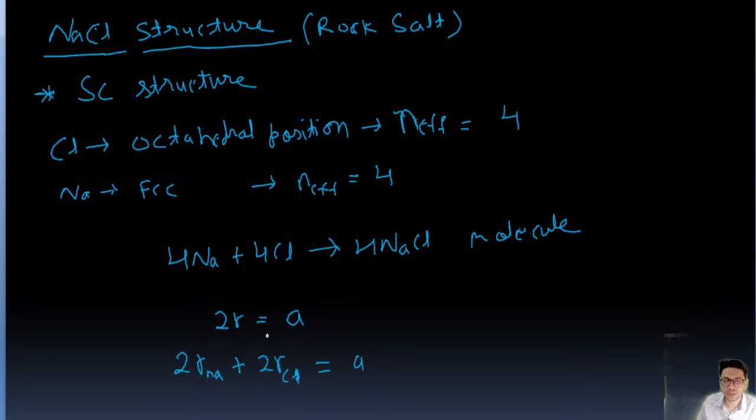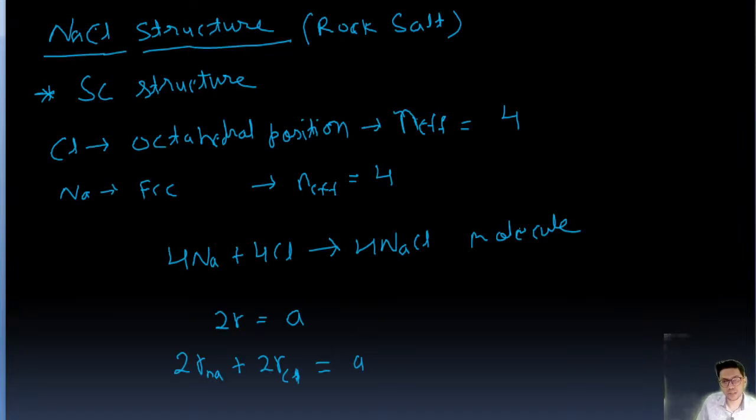So 2R equal to A means 2R Na plus 2R Cl equal to A. So from here we can get the value of A. So the value of A is going to be the same thing, 2 RNa, radius of sodium, plus RCl, radius of chlorine. So this is 2 RNa plus RCl. So this is the A, guys, this is important.